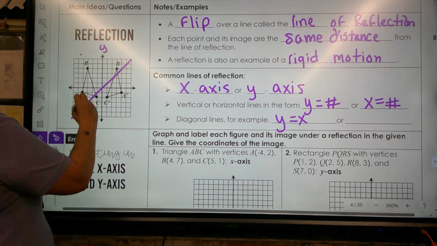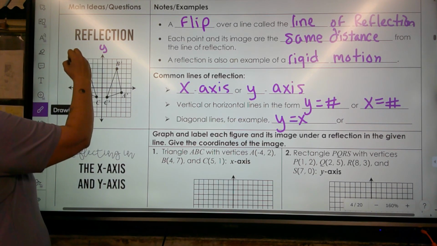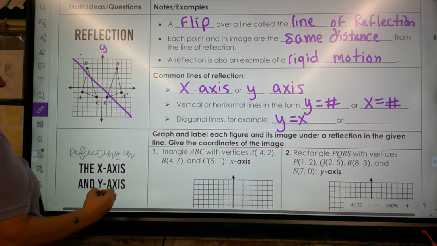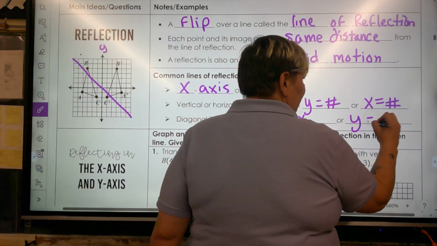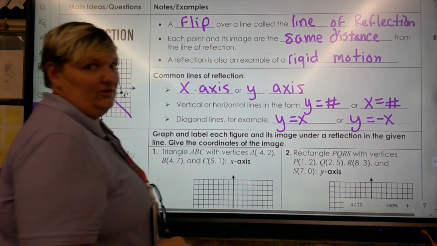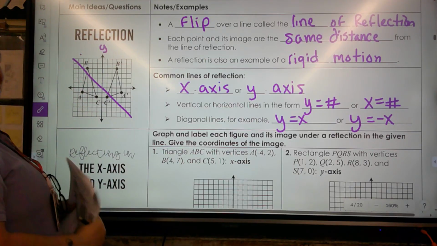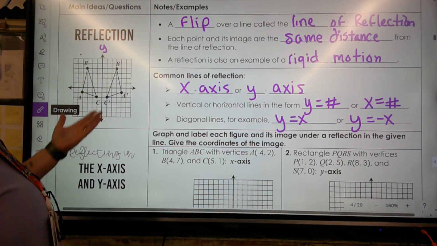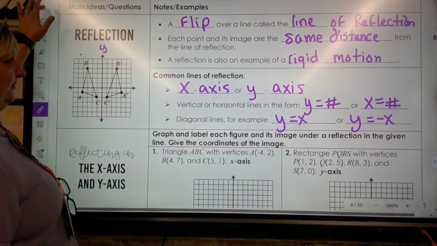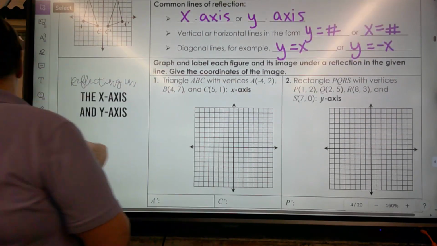Right? And if it's diagonal in the other direction, now it's a negative slope. So it's going to be y equals negative x because it's a negative slope. Right? But these are all the different lines of reflection that a shape or figure can be reflected across. Right? So let's see what this looks like.